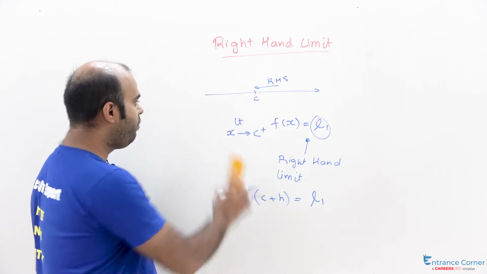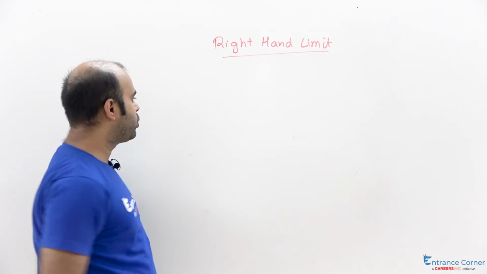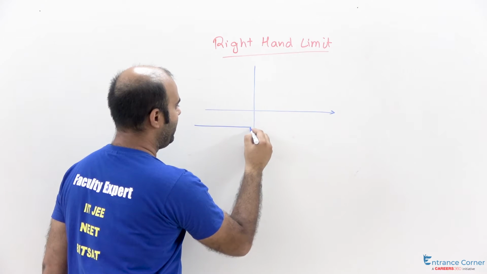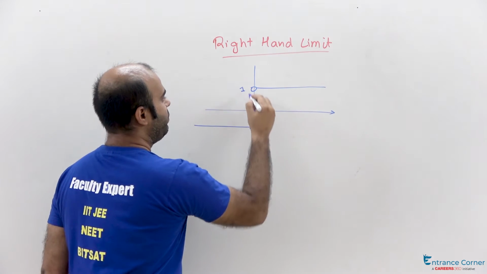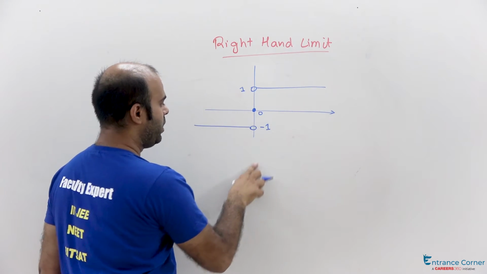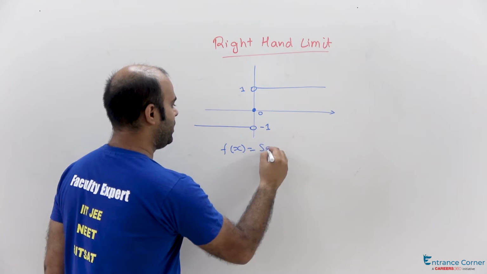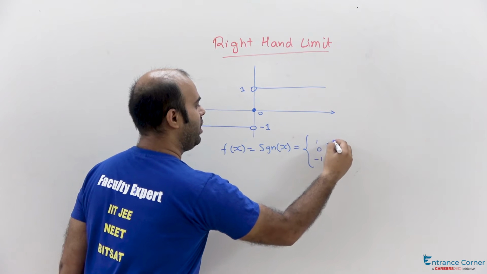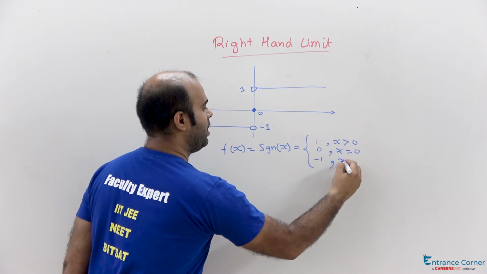For example, if we take a function which we know is called a signum function, and it is a function like this. We have studied it in the chapter on functions. It gives you three outputs depending upon the input. So f of x for signum of x is equal to 1, 0, minus 1 if x is greater than 0, if x equal to 0, if x is less than 0.